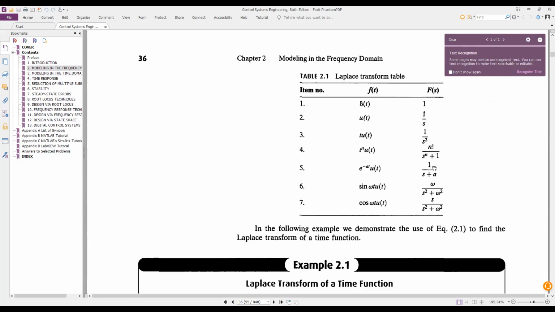See, 1 by s plus a, what would be the result? e to the power minus at u(t). 1 over s gives u(t). 1 by s squared gives t u(t). And n factorial by s to the power n plus 1 gives t to the power n u(t). So you have to remember these terms, because if you do remember this, it would be easier for you to apply them on the problems.